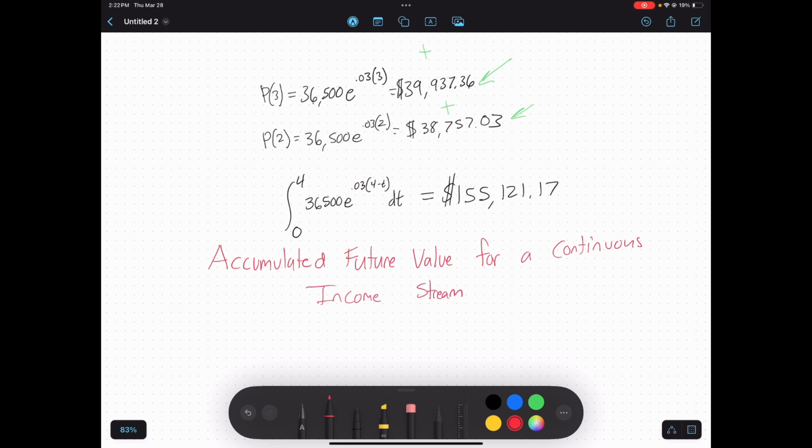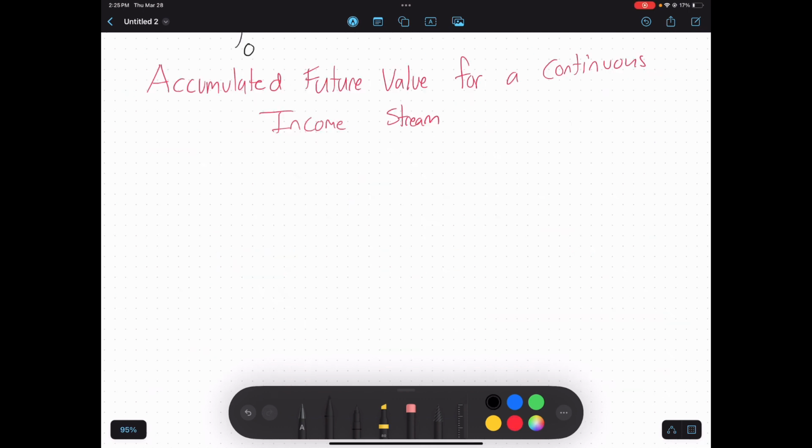So the whole idea behind this is, instead of just investing a certain amount of money once, I'm investing a certain amount of money every single year. Let's generalize this, okay? So I'm going to introduce a variable here. Let R of t represent the rate of the continuous income stream.